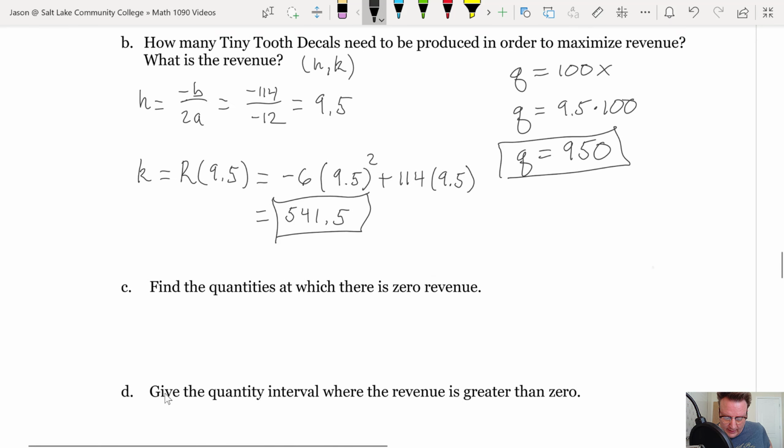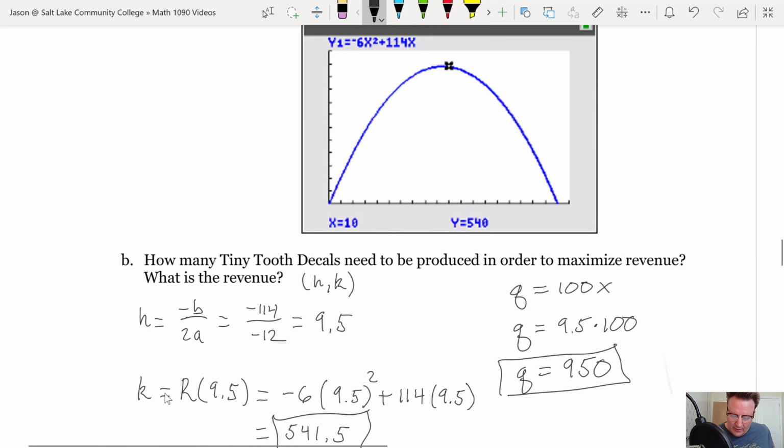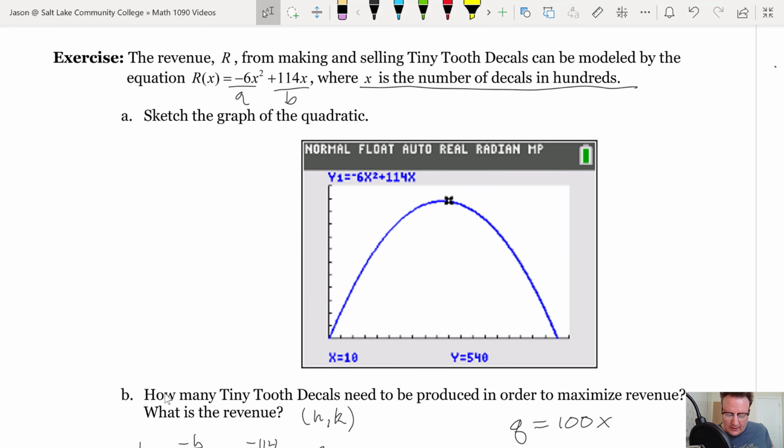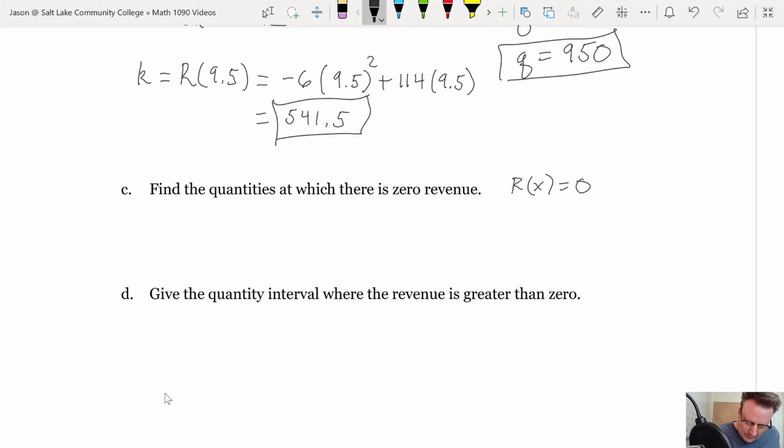Okay, next, find the quantities at which there is zero revenue. So the idea here is we want to set revenue equal to 0 and solve for x. And remember, what was r of x? It's this function, negative 6x squared plus 114x. So we have negative 6x squared plus 114x equals 0. That's the quadratic equation we want to solve.